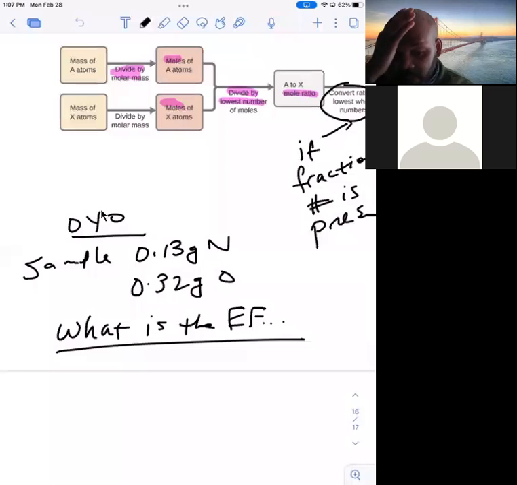and 0.32 grams of oxygen, and it adds what was the empirical formula.